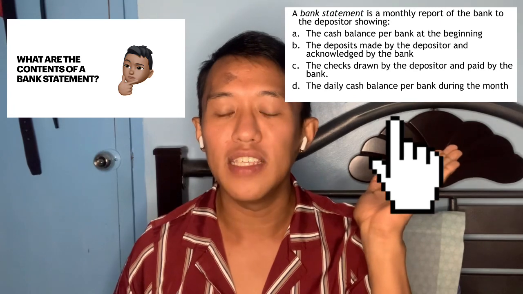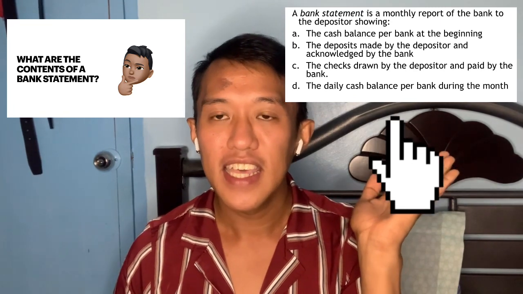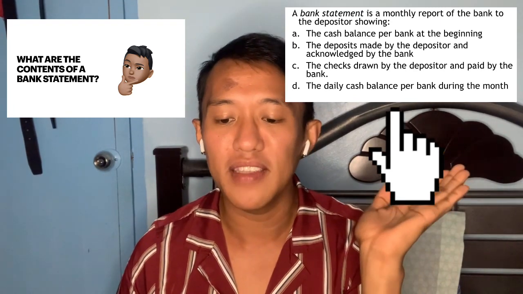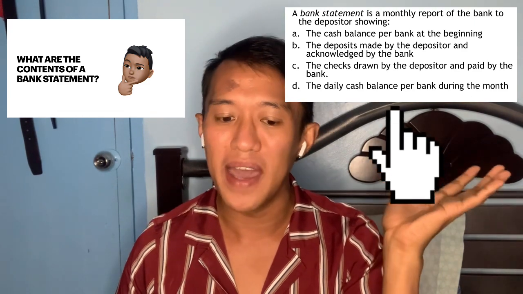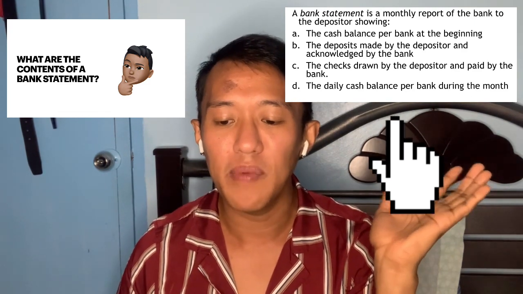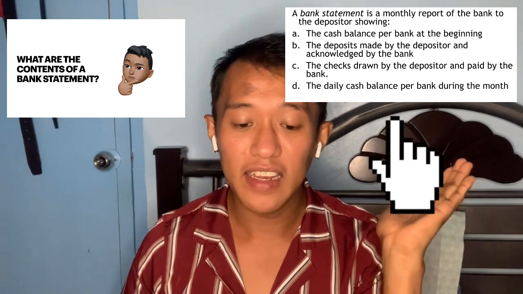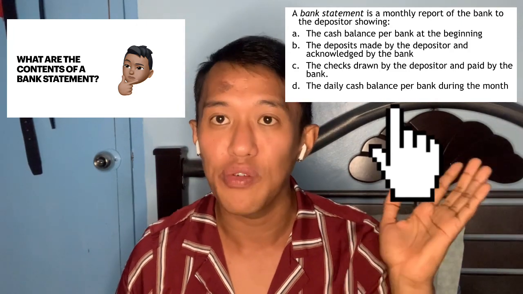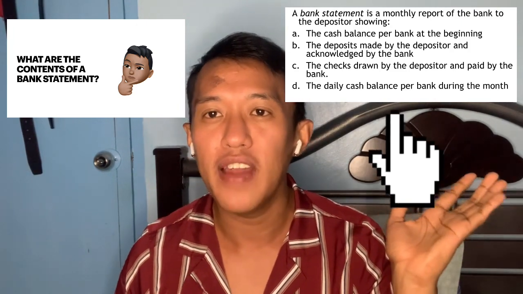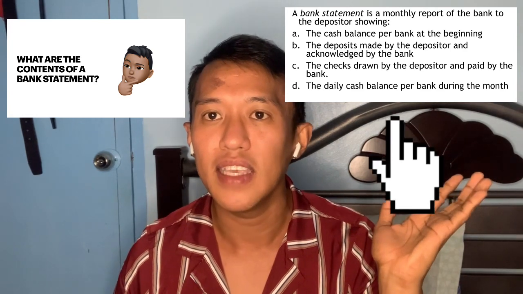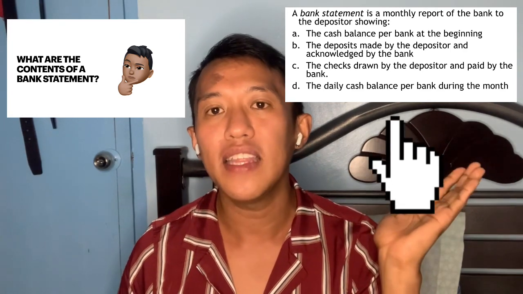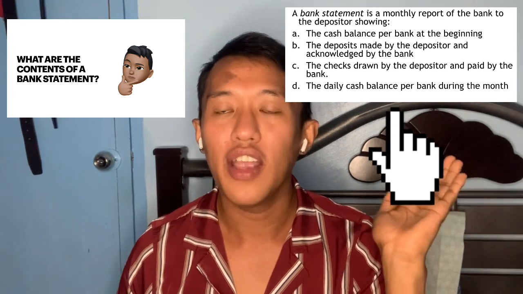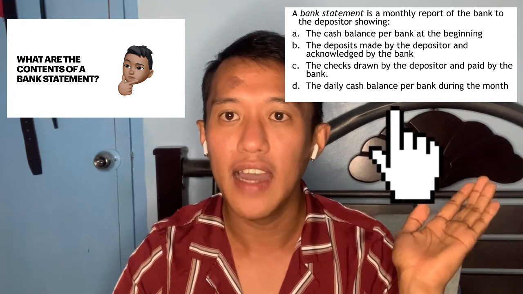What is the content of the bank statement? The contents of the bank statement are the following: the cash balance per bank at the beginning, the deposits made by the depositor that have been acknowledged by the bank, the checks drawn by the depositor and paid by the bank, and the daily cash balance per bank during the month. So what is reflected in the bank statement are the transactions of the depositor or the company that come from the bank.